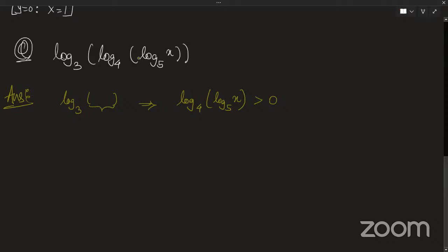So again, I look at this thing. It is something of the form log base 4. Something inside has to be greater than 0. So that means this inside thing, whatever is inside, will have to be greater than 1. Correct? 4 raised to 0. What is 4 raised to 0? It is 1. So this inside thing has to be greater than 1.